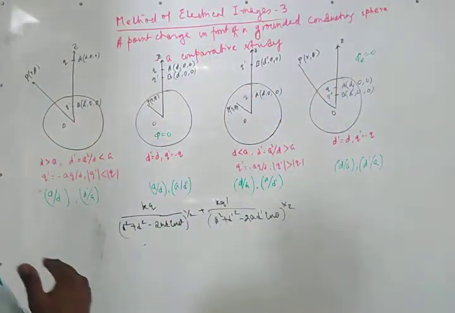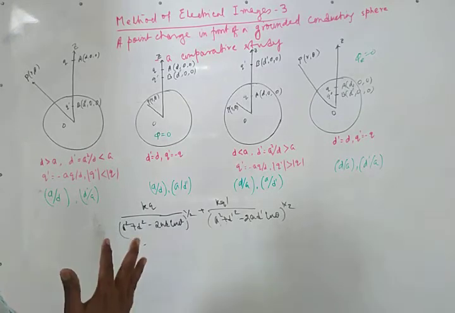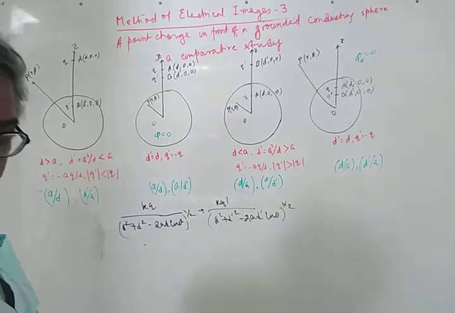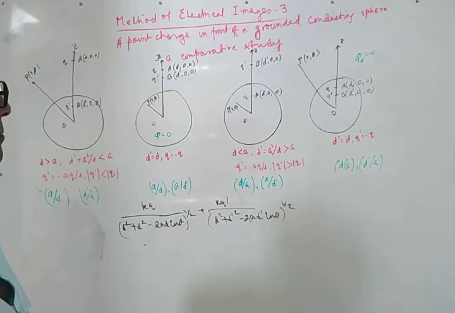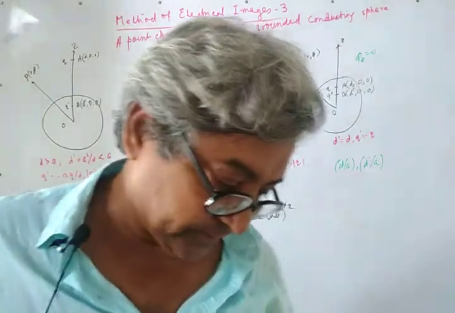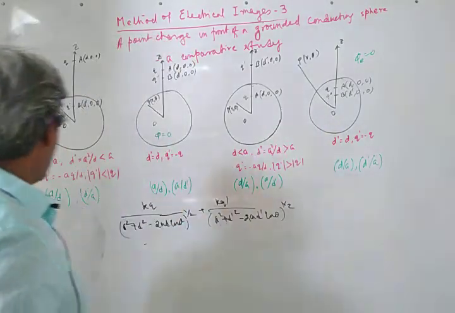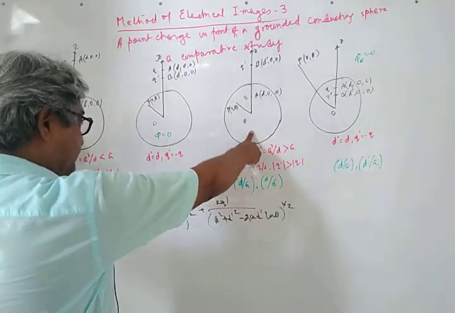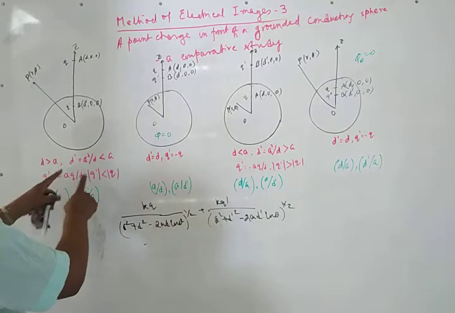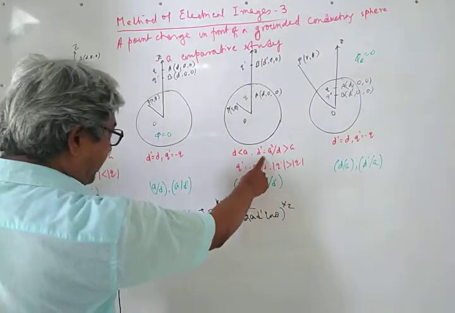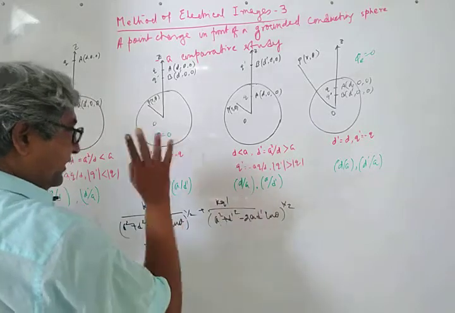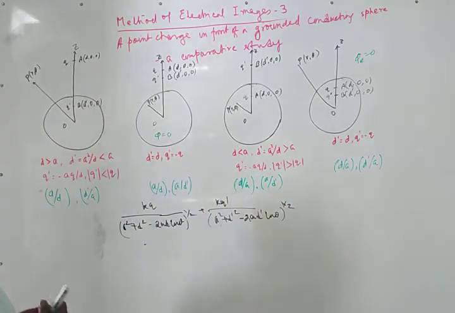So here we make a comparative study of all the 4 cases that may arise from a system comprising a point charge and a grounded conducting sphere. Now let me first discuss a few problems related to this. These 2 cases are trivial cases, and these 2 are the cases of importance. Notice that the expressions for D prime and Q prime are the same irrespective of the magnitude of A and D.